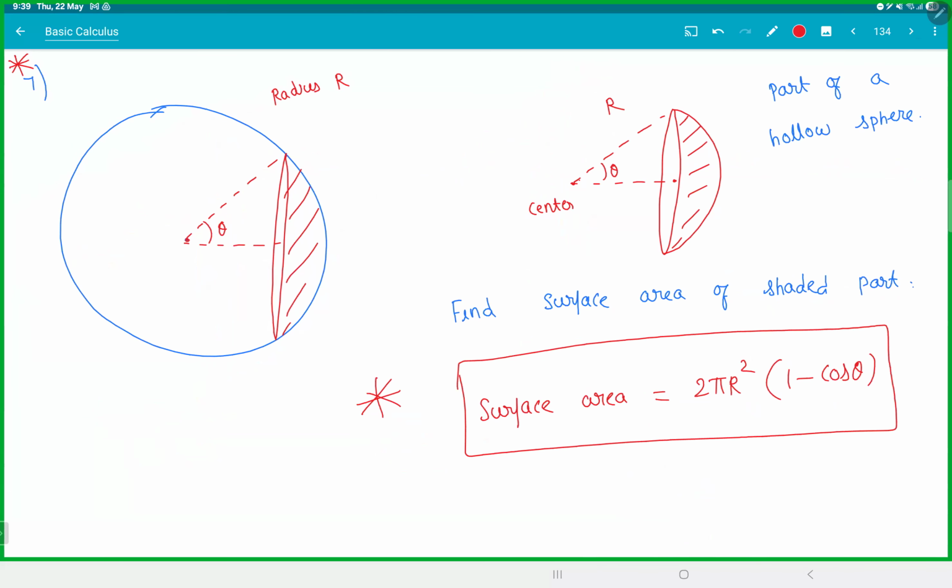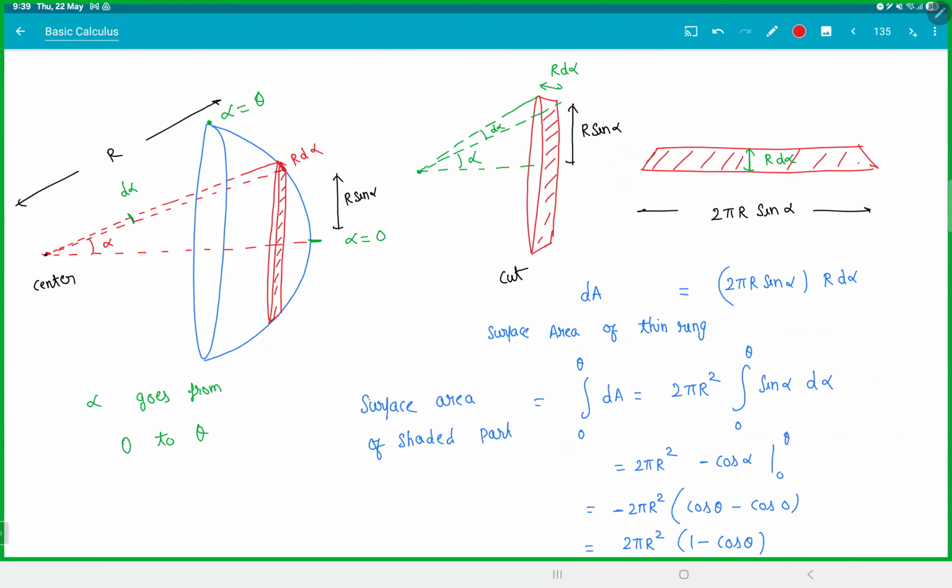You can check and see. If you put theta 90, you will get 2 pi r square. Put theta pi, it will be 1 minus minus 1, so 4 pi r square. Please have a look at the elements.